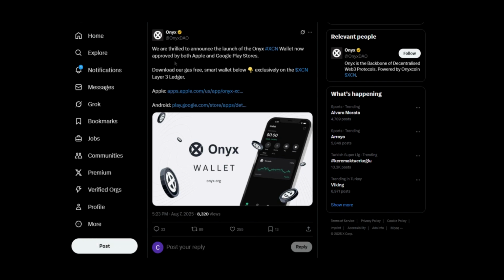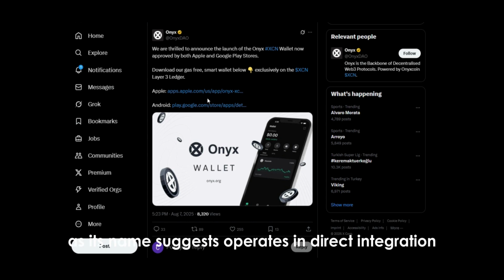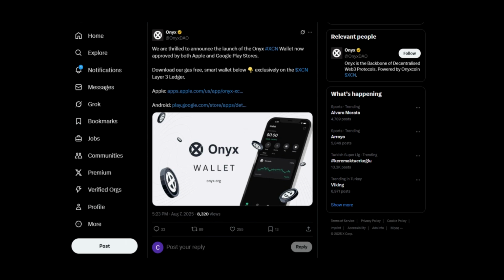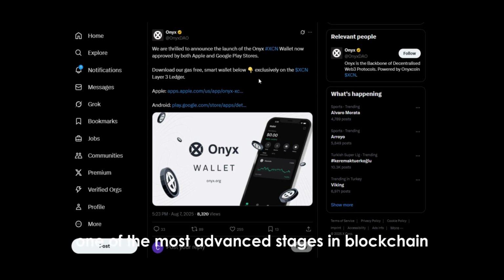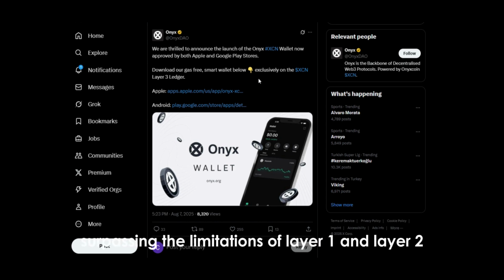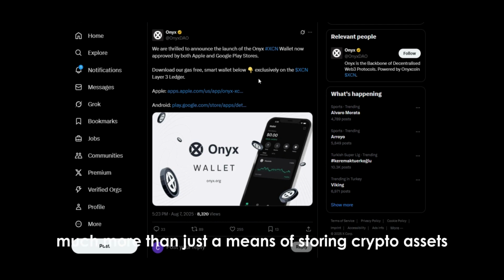First and foremost, the Onyx XCN wallet, as its name suggests, operates in direct integration with Chain's native token, $XCN, and is built on a Layer 3 framework. It's important to highlight Layer 3 technology here, as it represents one of the most advanced stages in blockchain development when it comes to scalability, speed, and transaction cost efficiency. Surpassing the limitations of Layer 1 and Layer 2, Layer 3 allows the Onyx wallet to offer much more than just a means of storing crypto assets.